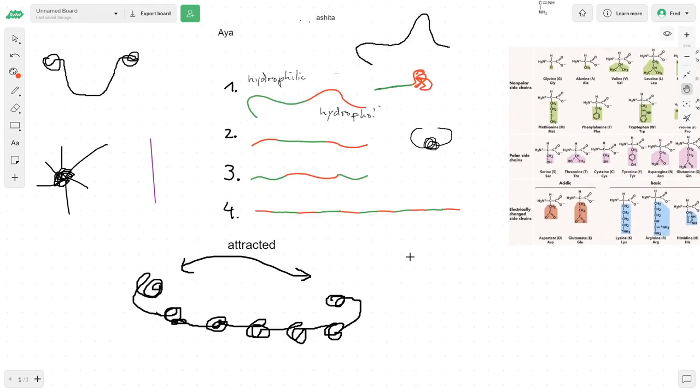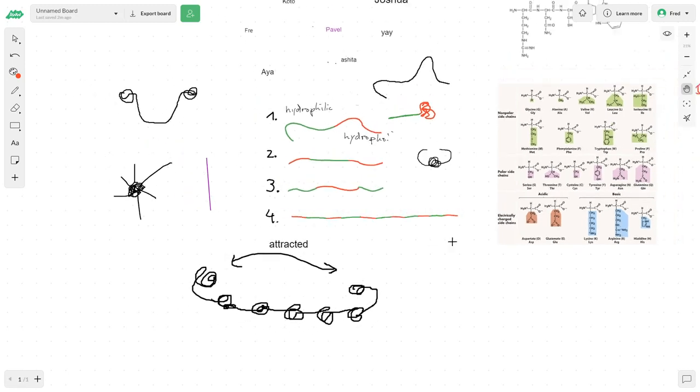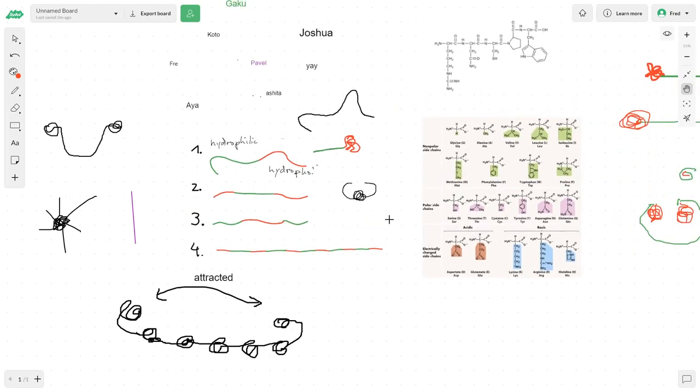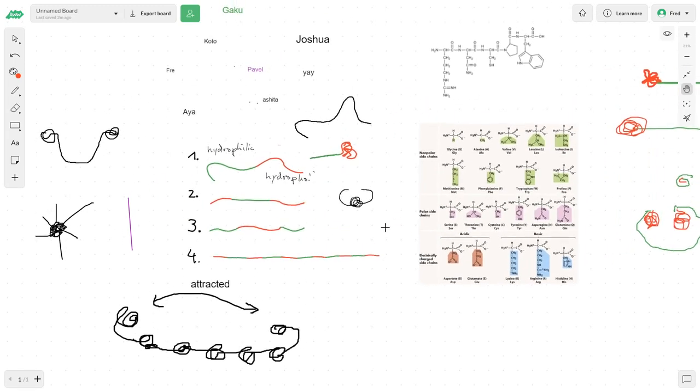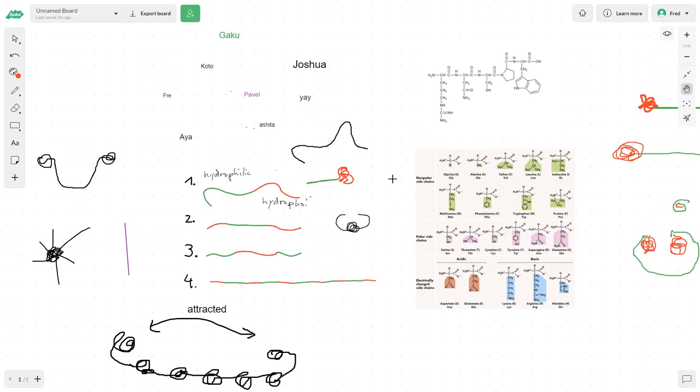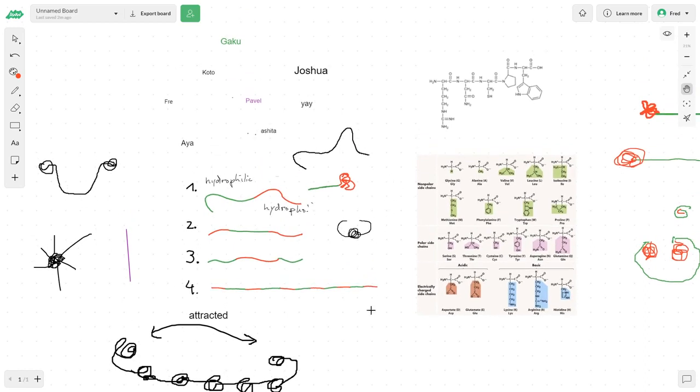Very good. I wanted you to see that the more complex the peptide gets, the more options there are for it to fold. Okay, so let's get back to the presentation.